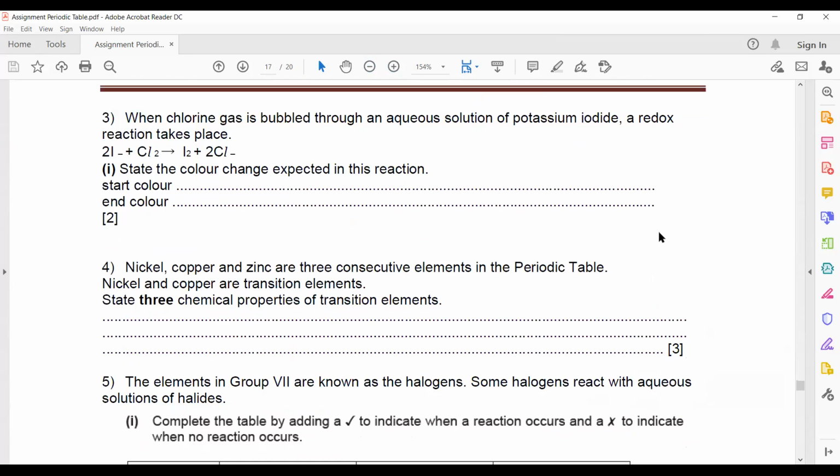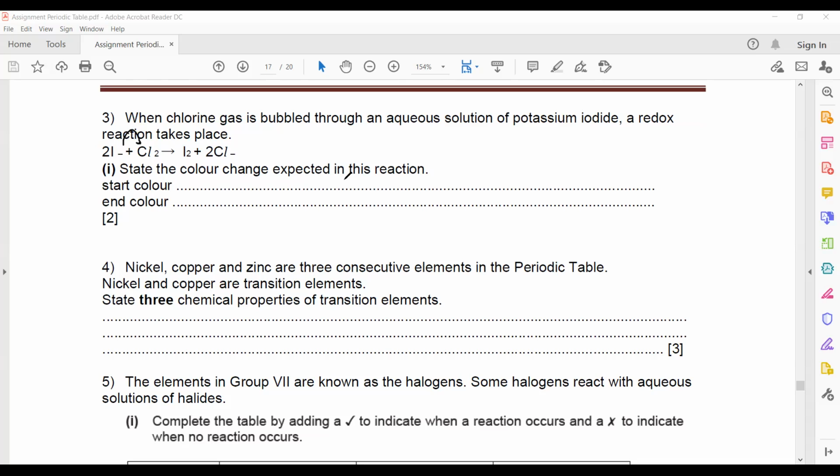When chlorine gas is bubbled through an aqueous solution of potassium iodide, a redox reaction occurs. The term redox means oxidation and reduction both happen. That's called a redox reaction. What is the meaning of oxidation and reduction? It means there's a loss and gain of electrons. So when iodide ion reacts with chlorine molecule, it forms iodine molecule and chloride ion.